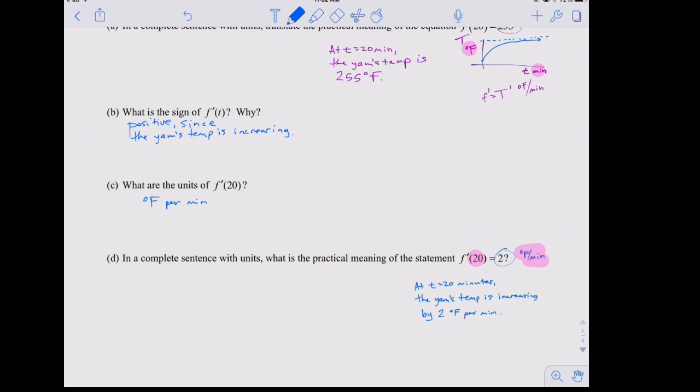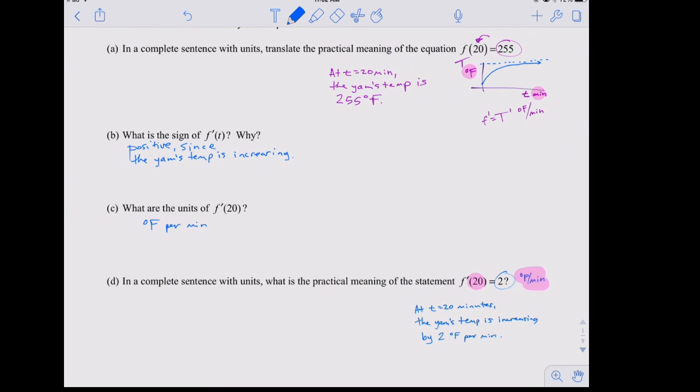We have the story of the yam at 20 minutes, don't we? We can actually write like a short little children's book now, right? It would be like 2 pages long. At t equals 20 minutes, the temperature of the yam is currently 255 degrees. And turn the page. And increasing by 2 degrees Fahrenheit per minute. The end. The story of the cold yam.